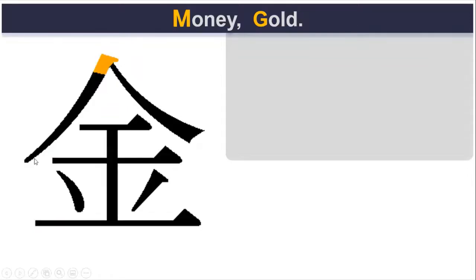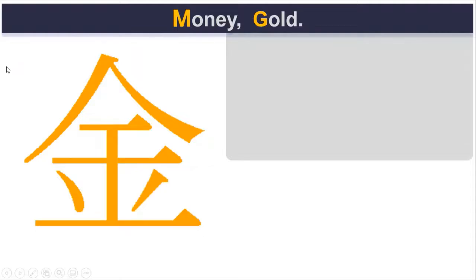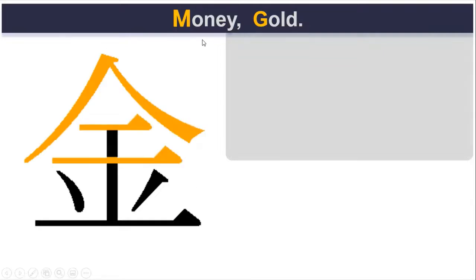The first stroke, second, third, fourth, and then a vertical line, and then over these two lines, and then again a horizontal line. So this is how we write this kanji. And this kanji is for money and gold.